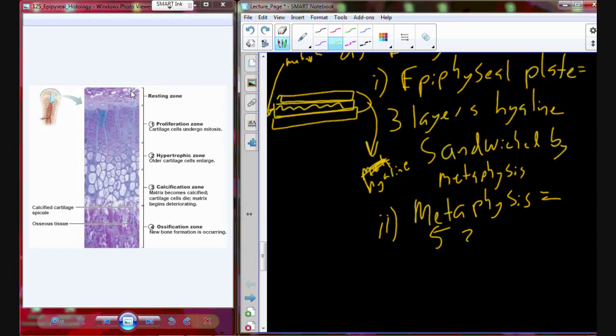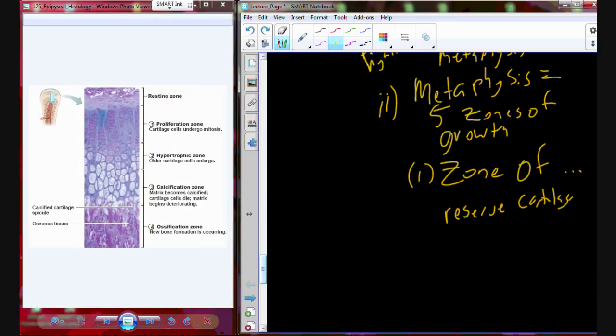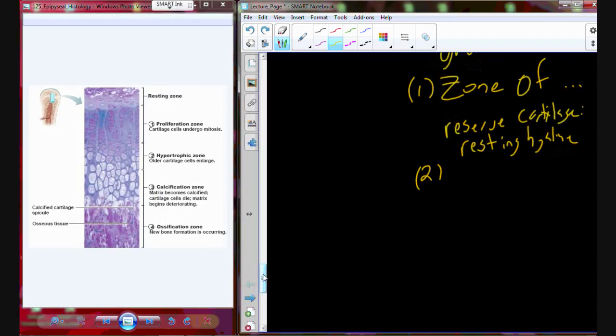Okay, so within the metaphysis, there are five zones of growth, and that's what you can see here: 1, 2, 3, 4, 5. Each of those five zones is referred to as the zone of something. The first one is the zone of reserve cartilage. This is simply a resting zone, resting hyaline cartilage, and that'll be here in what's referred to as the resting zone on this figure.